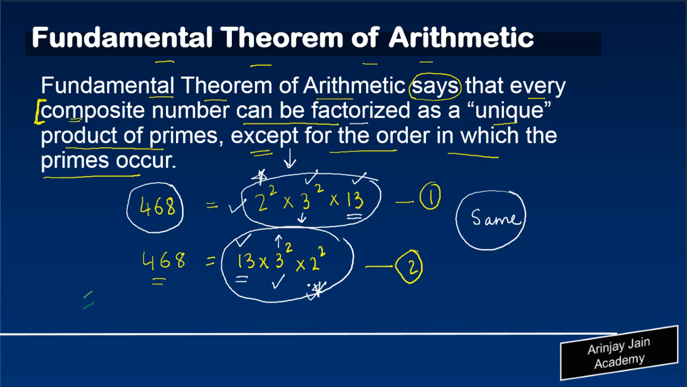The order of occurrence of primes might differ, but the output, which is the combination of primes that we have, is unique for every composite number. You cannot have any other composite number having the same factorization as 468, or for that matter, for any other number. And this is what the fundamental theorem of arithmetic is all about.